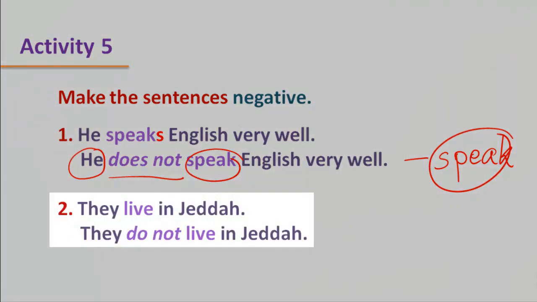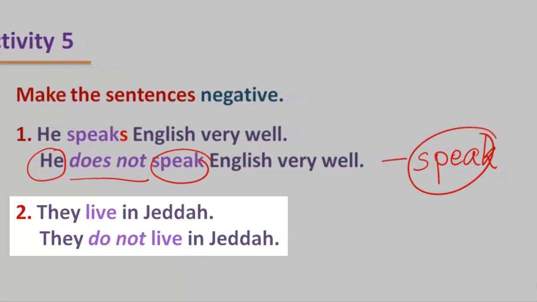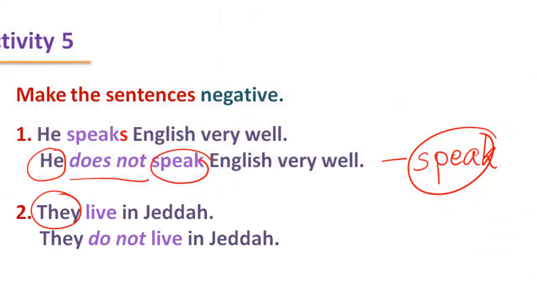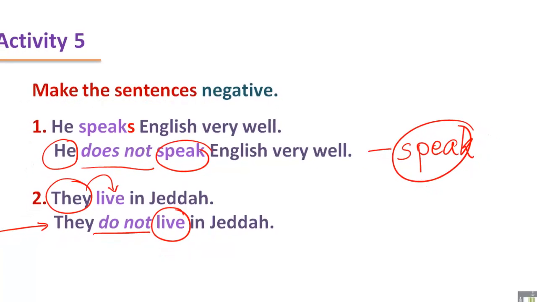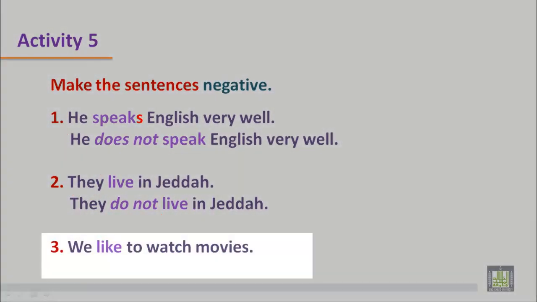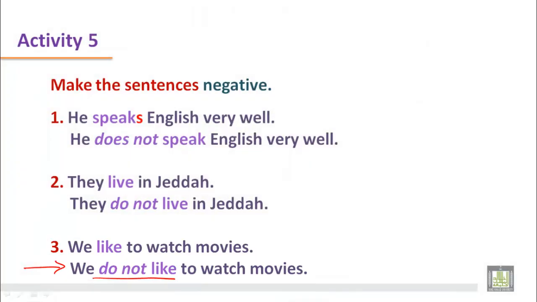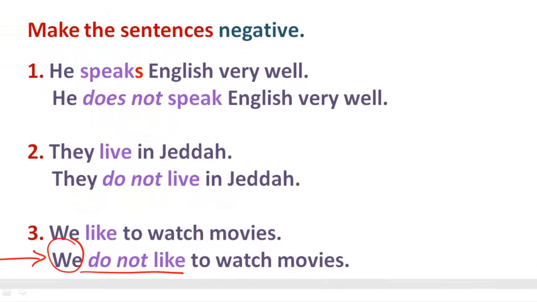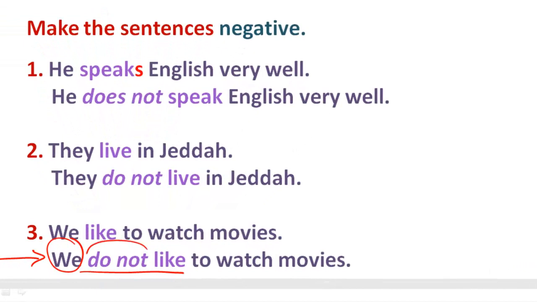In the second sentence, they live in Jeddah. The subject is plural and we don't have to add S or ES here. So when we make it negative, we simply add do not in front of the main verb or the base form of the verb, live. They do not live in Jeddah. In the third sentence, we can find: we like to watch movies. It is a statement and when we make it negative, it will be like this. We do not like to watch movies. The subject here is we, first person plural, and we use do not to make it negative. And after that, the verb is just the base form of the verb, like.